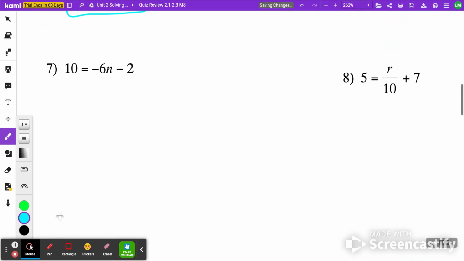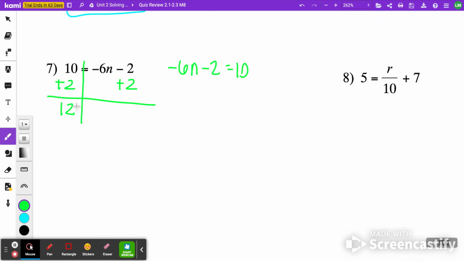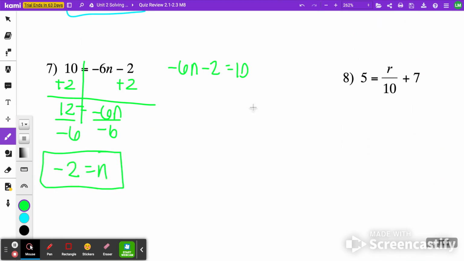On number 7, again, written backwards, that's okay for me, but if you wanted to rewrite it, the rewritten version should be this: -6n minus 2 is equal to 10. I'm going to keep it just like it is. Add 2 to both sides, so I get 12 is equal to -6n. Finally, dividing both sides by -6, -2 is equal to n, or n is equal to -2.